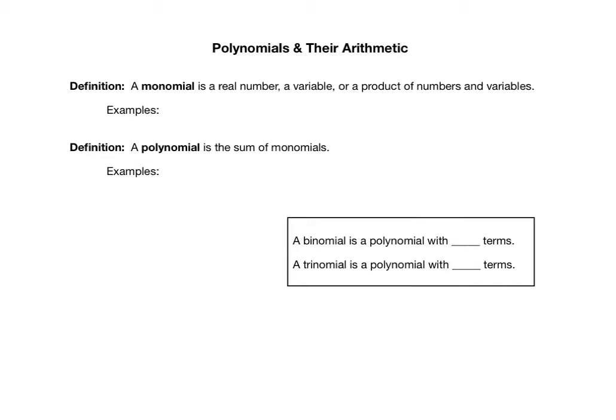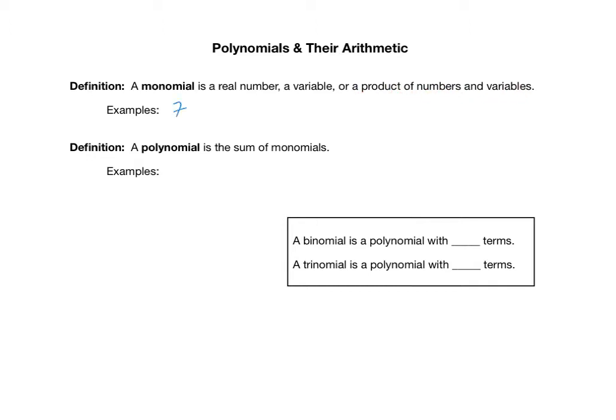So we're going to look at what a polynomial is. We'll define some terminology associated with them, and we'll also do arithmetic with polynomials. First, we have the definition of a monomial. A monomial is a real number, a variable, or a product of numbers and variables.